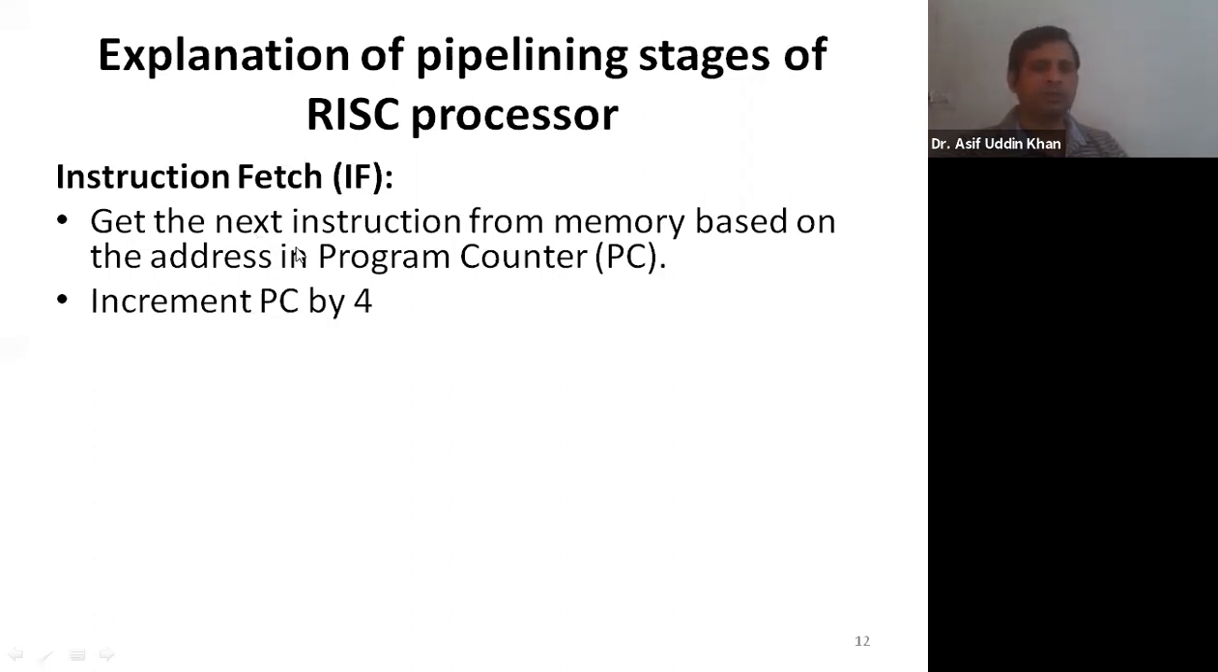So this is what happens in the instruction fetch stage. First you fetch the instruction from the instruction memory based on the program counter value. The address of the instruction you get from the program counter, you fetch that, and then you increment the program counter value by 4 to point to the next instruction.